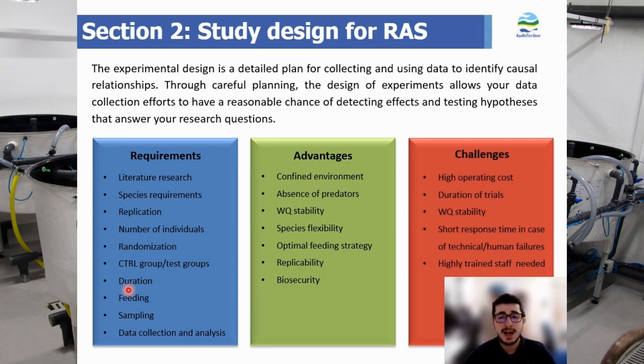Feeding. As previously described, feed can be provided manually or by automatic feeders. The frequency depends on the life stage of the fish and the purpose of the trial. Sampling. The nature of the sampling and the frequency depends on the aim of the study. Sampling can be performed to evaluate growth, histology, fillet production, fillet yield, digestibility, microbiome, stress, blood parameters.